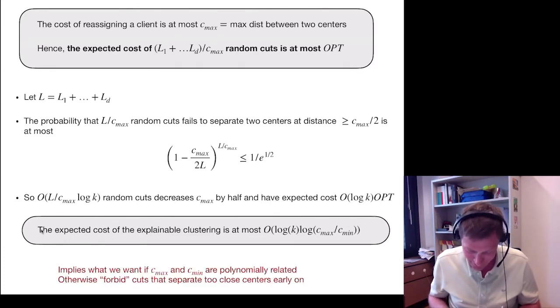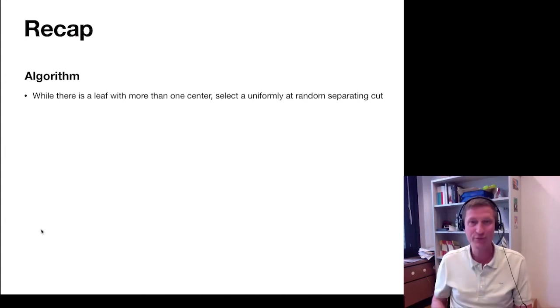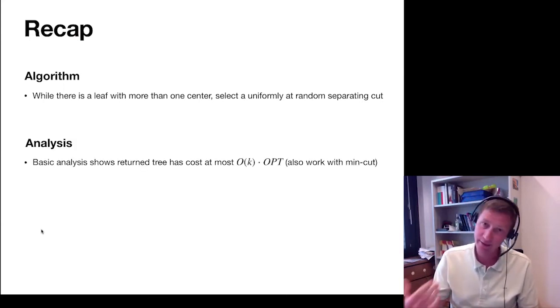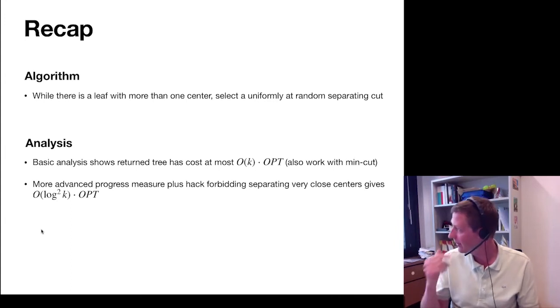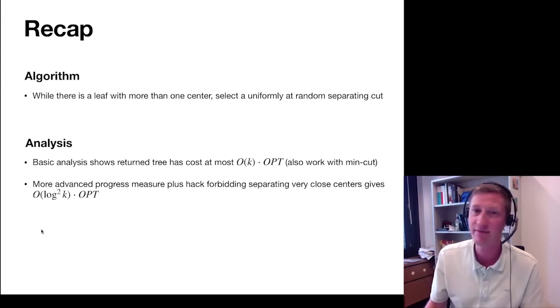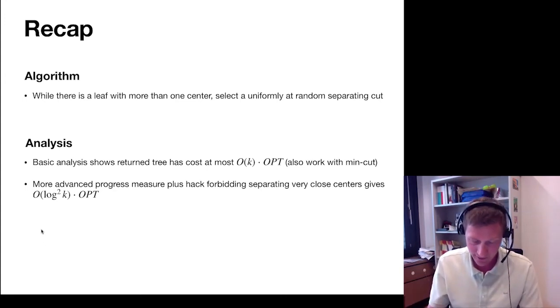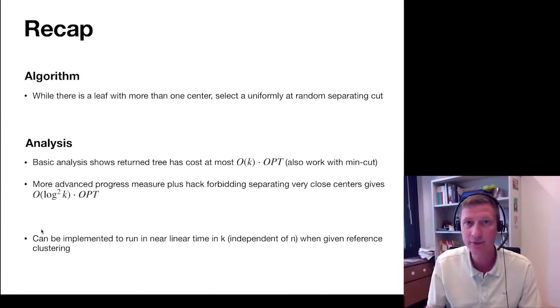to go to my conjecture, which I think, if one is able to solve it, would be a nice analysis. So let's just recap the algorithm. While there is a leaf with more than one center, select a uniform at random separating cut. The basic analysis showed at most k times opt, then a slightly refined progress measure, where we said the reassignment cost is not the size of the bounding box, but the maximum distance between two centers, gave us an improved analysis. There's also a hack, in fact, to get this log squared k analysis at the moment. I don't think it's necessary, but we have a hack in our analysis. It's a little bit different algorithm. And you can see that this can be implemented in near linear time in k when we're given the reference clustering. So it's very fast.